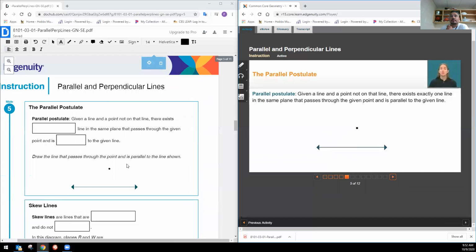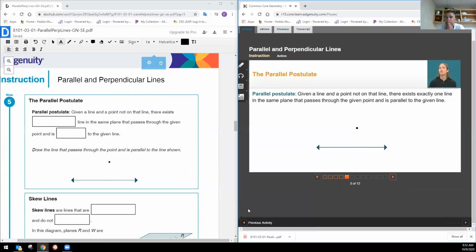You've seen how to construct a line that's parallel to a given line and that crosses through a point that's not on the given line. Well, actually, we can say a little bit more than that with the parallel postulate. The parallel postulate says that given a line and a point not on that line, there exists exactly one line in the same plane that passes through the given point and is parallel to the given line. So in this example right here, I have a given line, and if I draw it carefully, I can draw a line through that point that is parallel to the line we're given. Now, the parallel postulate says that there's exactly one such line in the same plane. And I'd like you to imagine trying to draw a slightly different line.